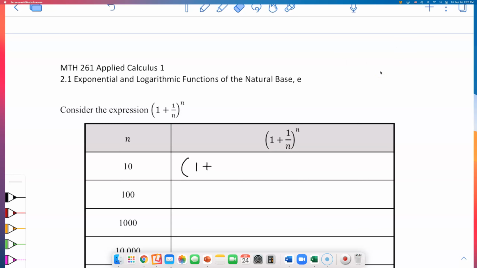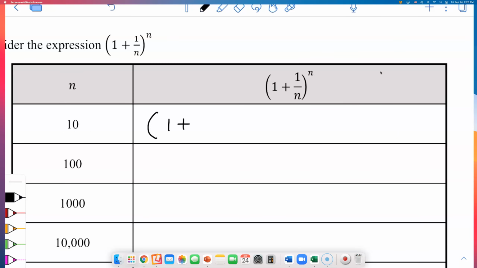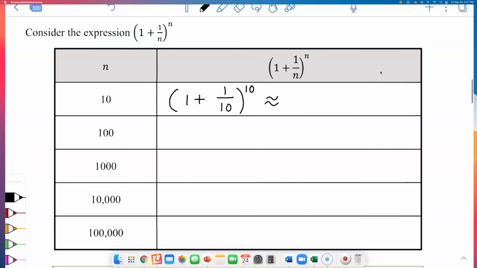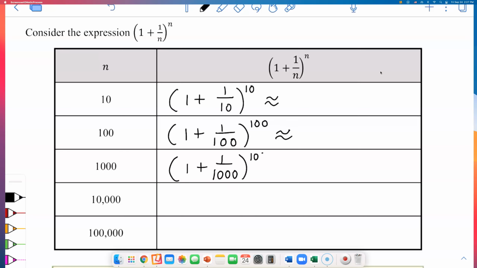So let us see. If n is 10, the expression becomes 1 plus 1 over 10, to the 10th power. Let me write all of these down first, and then we'll type all of them in at the same time. 1 plus 1 over 100 raised to the 100th power. 1 plus 1 over 1,000, so we are compounding 1,000 times a year. And the next one is 1 plus 1 over 10,000.